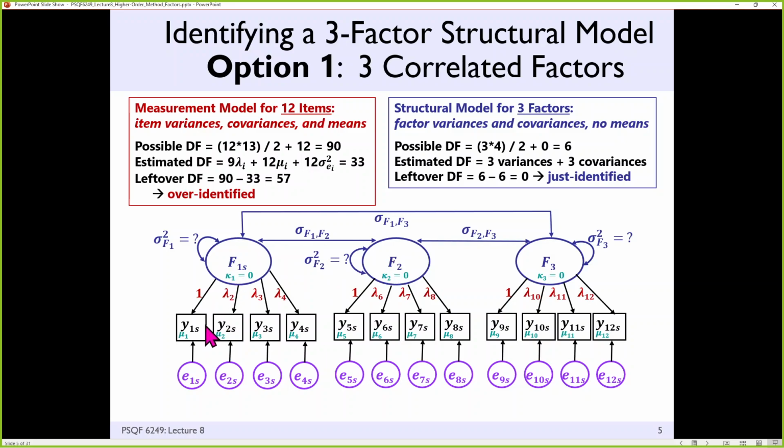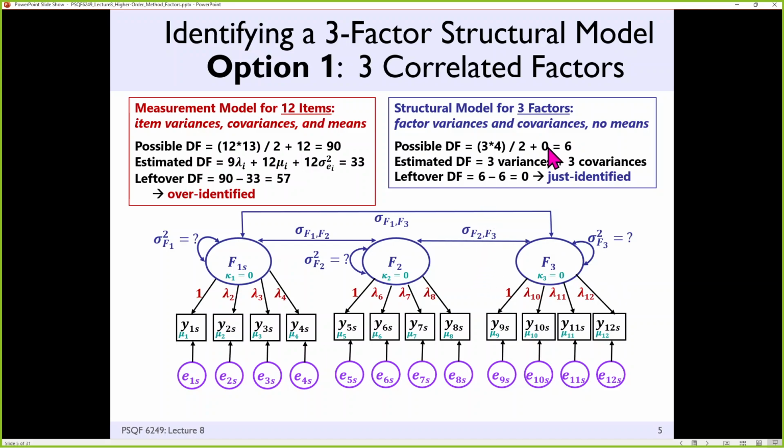Likewise, the only reason why item 1 and item 12 are related is because of the covariance between factors 1 and 3. So a lot of room for misprediction in terms of how this model captures the relationships among these items.